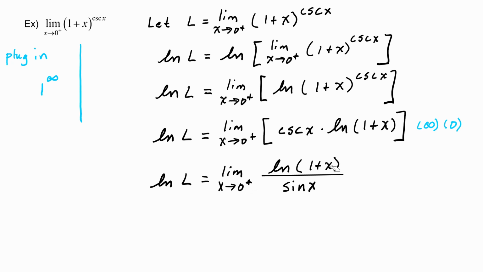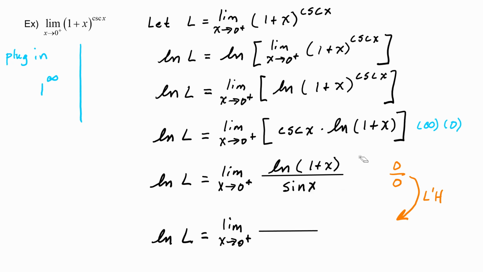Now let's check the form that we have. If we plug 0 in for x, the natural log of 1 is equal to 0, and the sine of 0 is also 0. So that tells us we are allowed to use L'Hopital's to get to the next step. The left-hand side remains the same, natural log of L. On the right-hand side, we have limit as x goes to 0 from the right.